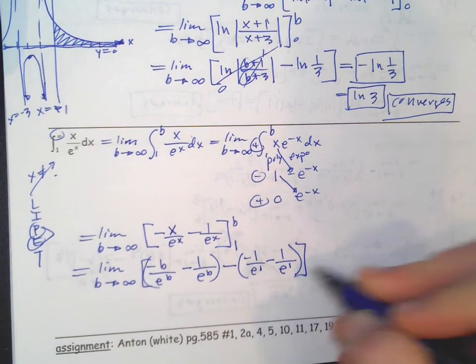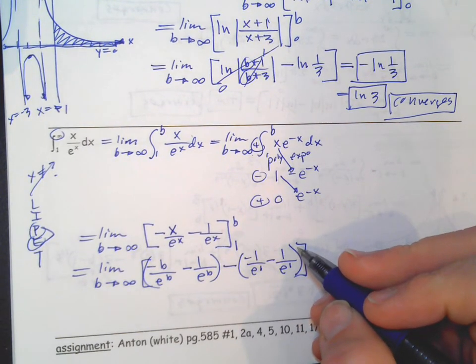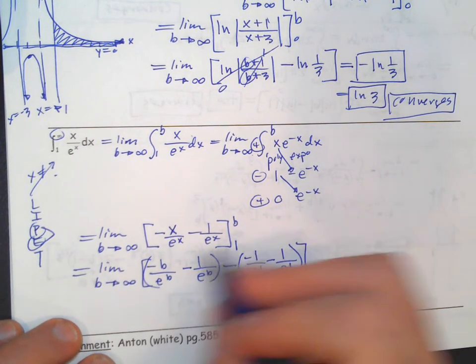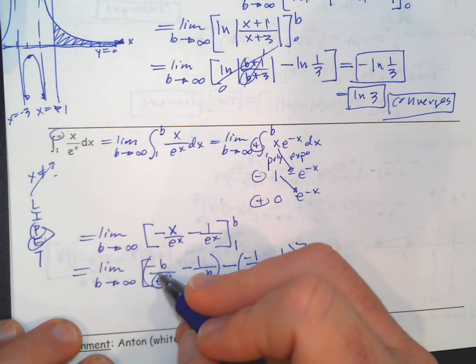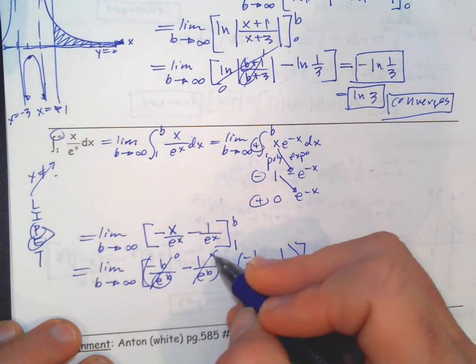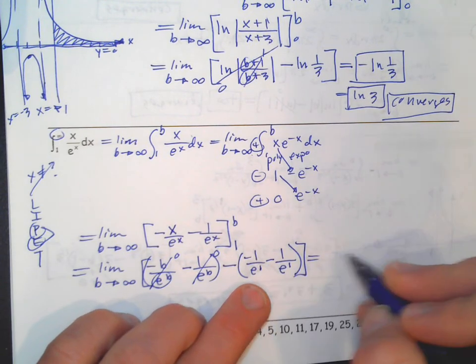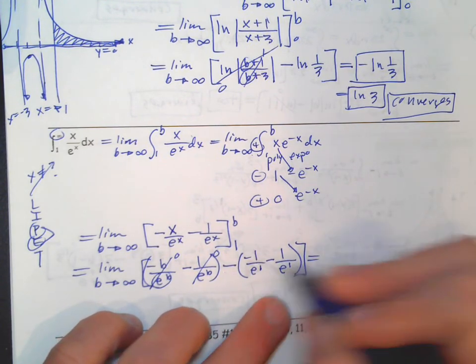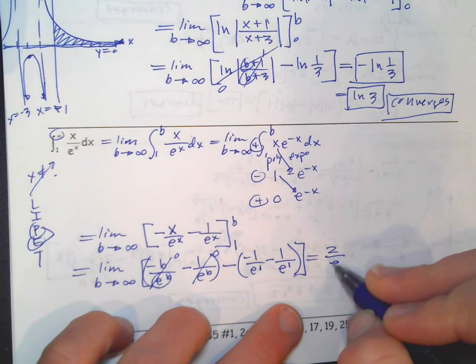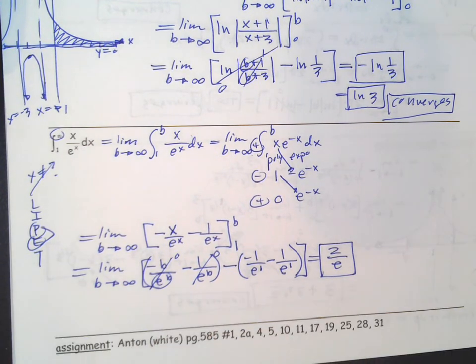All right. So as b goes to infinity, this is going to give me infinity, but the bottom is dominating. So it's going to go to 0. The bottom's going to go to 0. This is going to be negative 2 over e, but there's no negative, positive 2 over e. That's your answer. It converges.